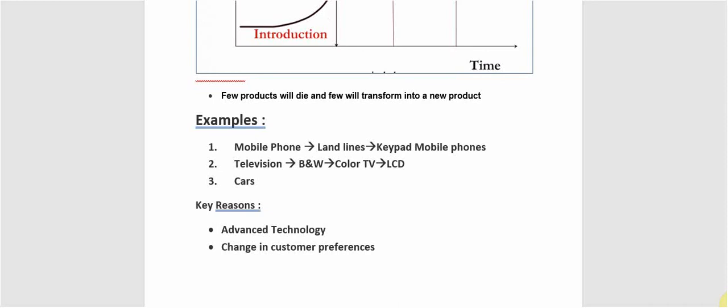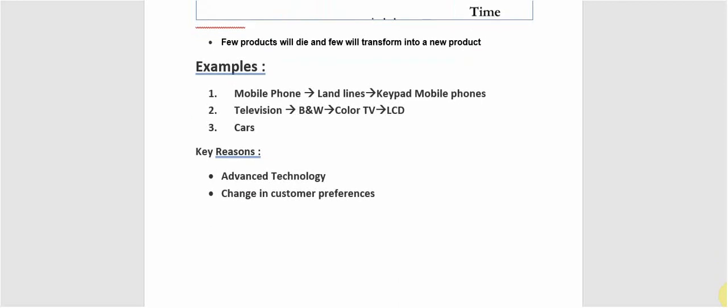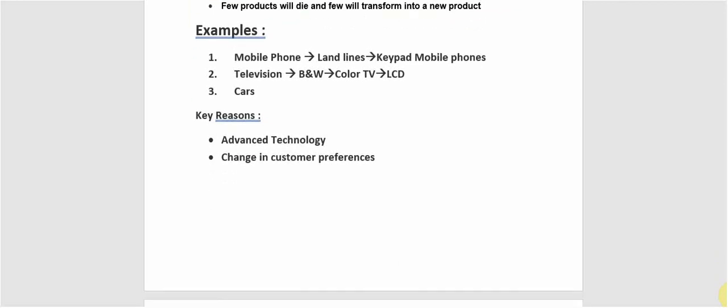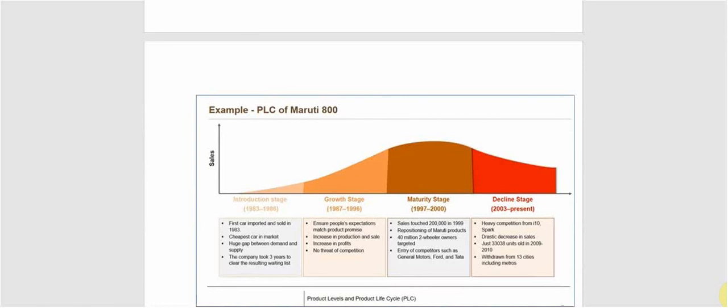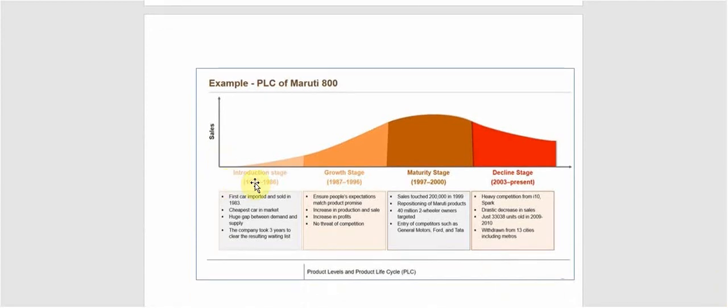The key reasons for the change of the product life cycle are advancement of technology, or maybe a change in customer preferences. These are the two key reasons for a product changing phases. If you see the product life cycle of the Maruti 800, it started in 1983 at the introduction stage, reached its growth stage in 1987, the maturity stage in 1997, and it is at the declining stage after 2003.